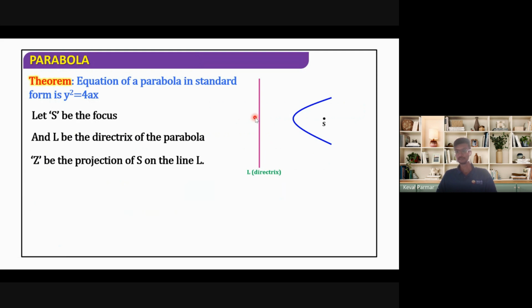This here will be the x-axis, and this here will be the y-axis. We don't want to make the diagram more complicated, that's why we have taken only the focus and directrix. But I hope you can imagine this is the x-axis through the focus and this is the y-axis.